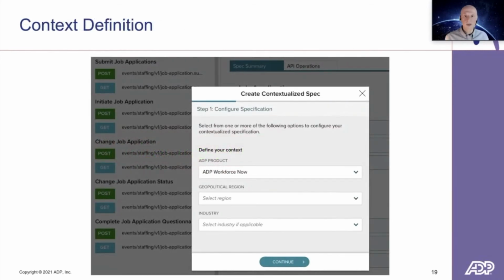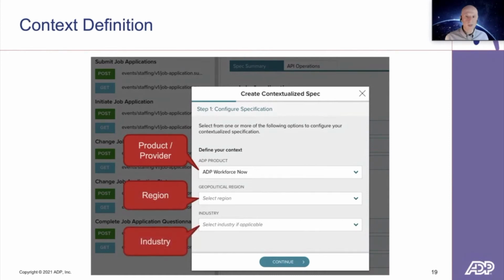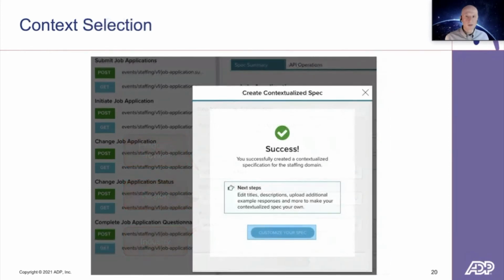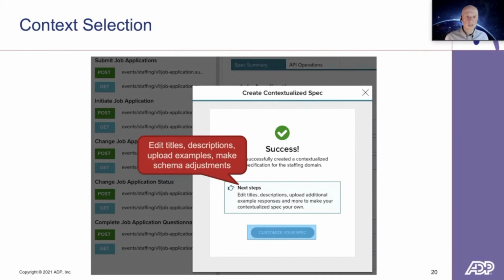We'll start with creating a new context, assuming the canonical specification was already chosen. Once we select an API provider for a given feature, we can narrow the context to a certain geopolitical region and also certain industry if applicable. A few simple questions are answered and voila, a new context is created. Of course, the specs still need to be adjusted for a given context as per the next step: titles, descriptions, schema adjustments, and other.